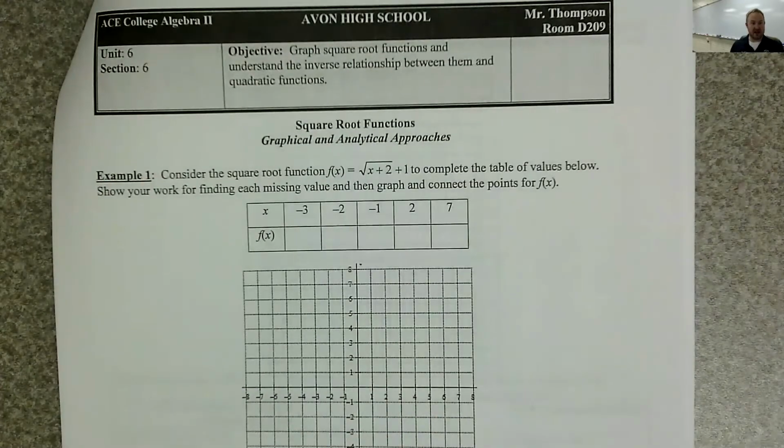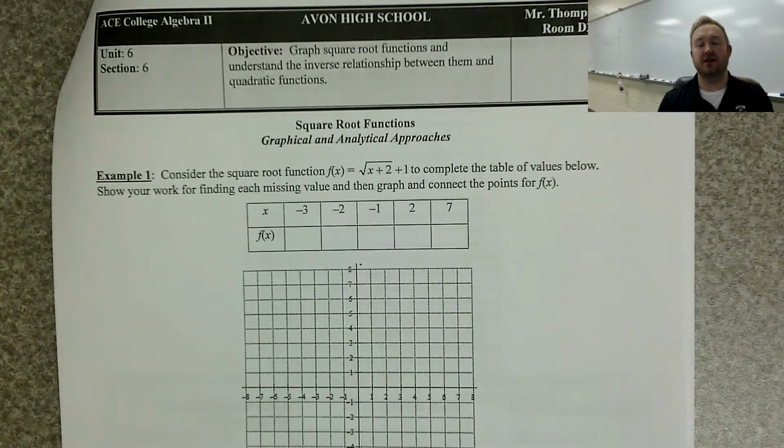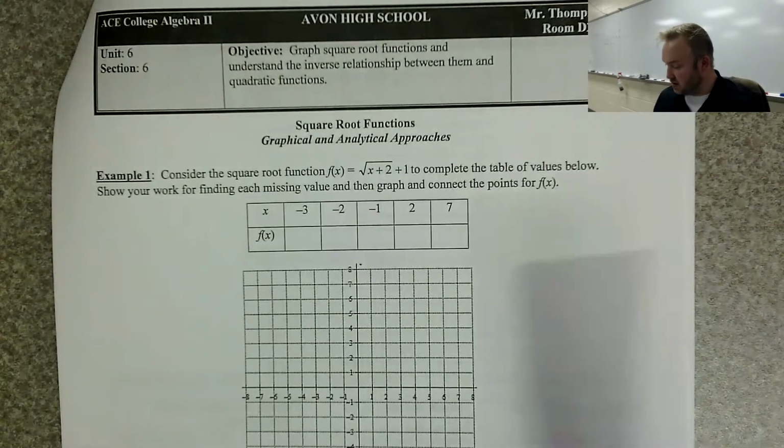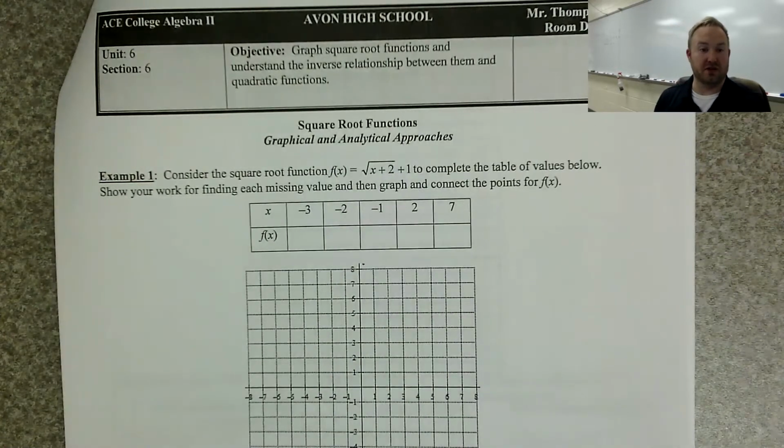All focused and everything. Now in Section 6, we turn our attention away from quadratic functions for a moment, and we look at square root functions, which are the inverse of a quadratic function. And we're going to get into that a little bit later. But for now, let's just look at some square root functions a little bit. Okay, so it's going to ask us here to plug some numbers into a square root function and see what we can do.